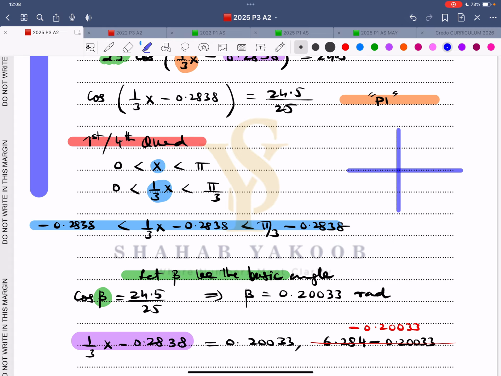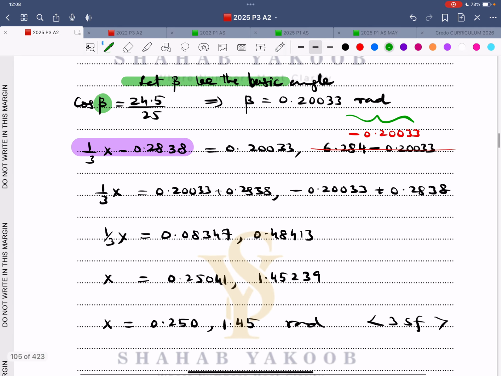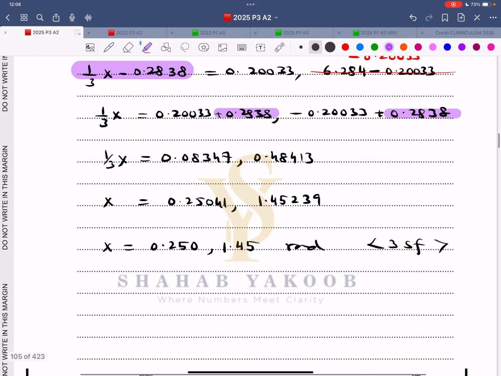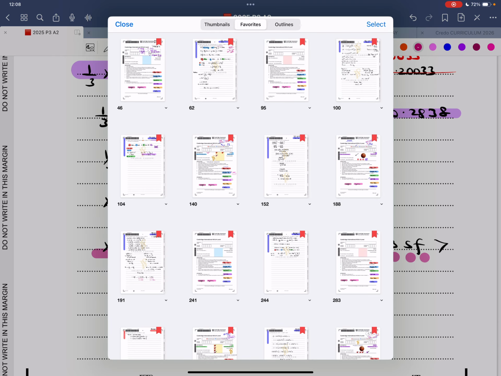Thank you. And then the next one, that is over here. So now if I go this thing like this, if this is beta, this is 2 pi minus beta, that is anti-clockwise. So what's the alternative? The alternative is minus beta. Basically, that is what I've done over here. Then you make x the subject, take this negative on the other side, add it up. Let me highlight it. This is being added, this is being added. And then multiply by 3. So the very, very final answer is this much, correct to 3 significant figures. This thing is done.